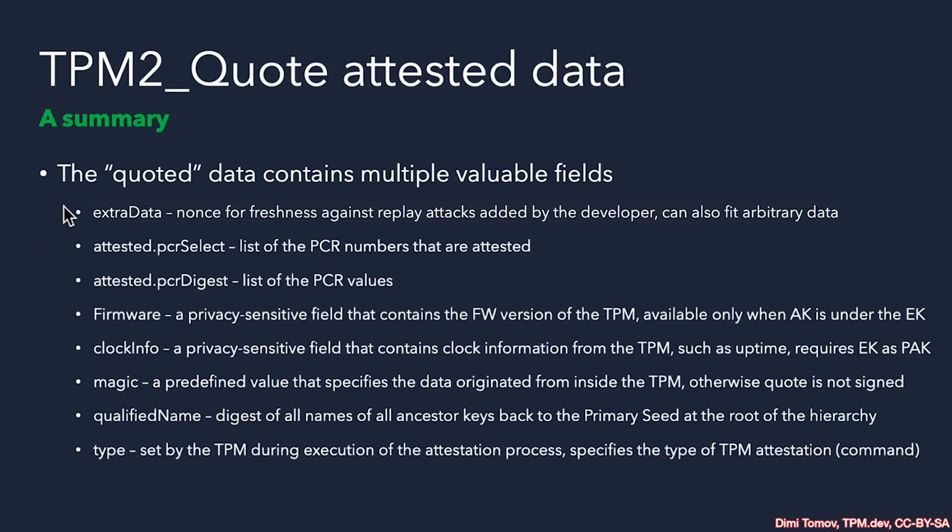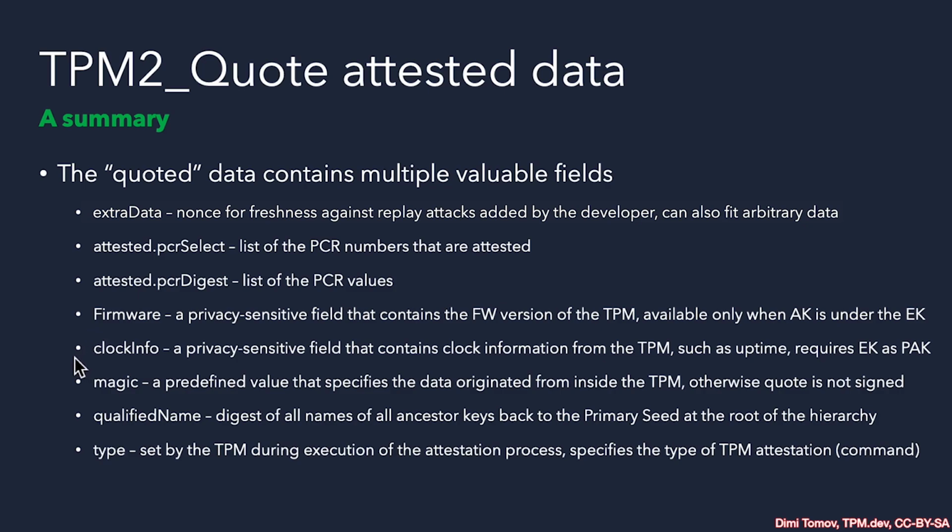Here is an overview of the different fields of the quoted data. I think one of the most important fields is the extra data because it gives us the option to add additional arbitrary data, nonce, and so on. Then, of course, we have the attested PCR select, PCR digest, the PCRs we requested to be signed. Then the firmware version of the TPM can matter as well because we have a signed report. So if this version differs in any way, we can be alerted of an unauthorized firmware update by any chance, or something being off if that doesn't match what we already know about the system.